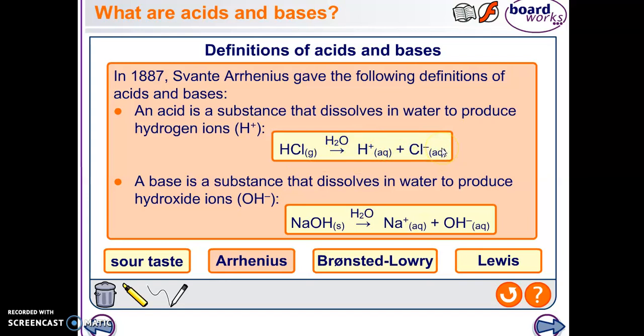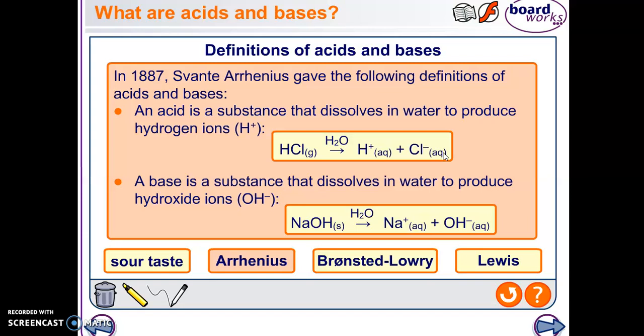Cl minus ions. In the same way, if we dissolve sulfuric acid in water, we will get H plus ions and sulfate ions. If we dissolve nitric acid in water, we get H plus ions and nitrate ions. If we dissolve ethanoic acid in water, we get H plus ions and ethanoate ions. This means that an acid is a substance which on dissolving in water produces H plus ions.